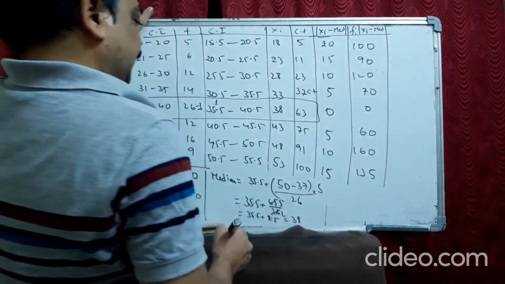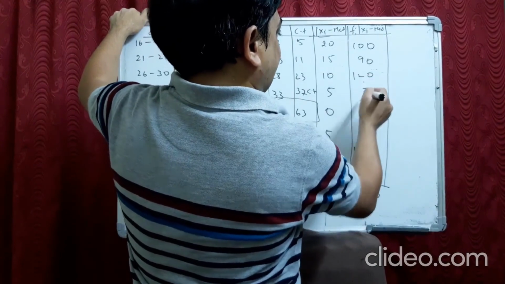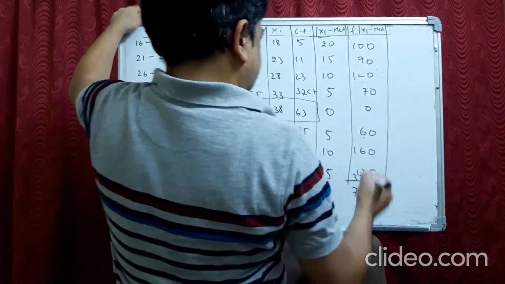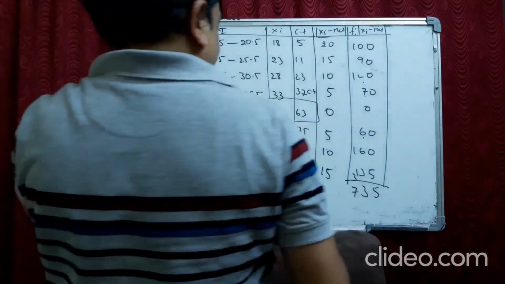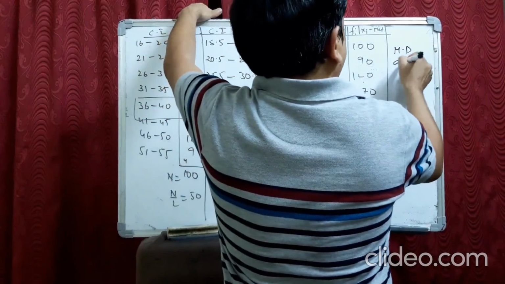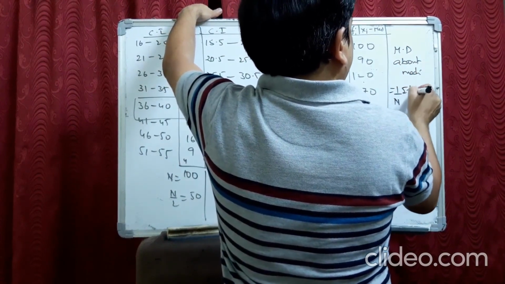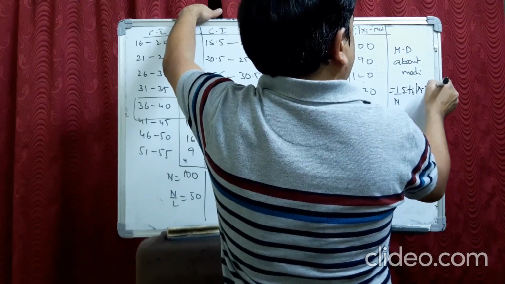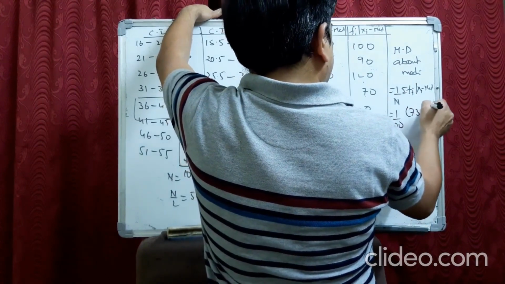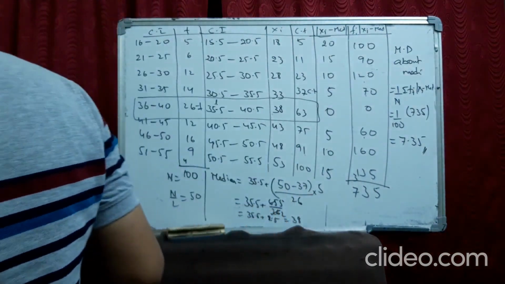Now, let us add all this. It becomes 735. Now, mean deviation about median is equal to 1 by capital N sigma fi into mod xi minus median. So 1 by N is 1 by 100 here, and it is 735. So it becomes 7.35 is the mean deviation about median. Yes, it is right.